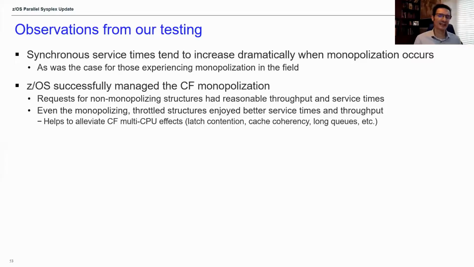Observations from our testing are that when we have a monopolization, synchronous service times increase dramatically, but when we have this CF monopolization avoidance, requests for non-monopolized structures have reasonable throughput and service times. In fact, even the monopolizing throttled structures get a benefit for a lot of our use cases. Even throttling it back can sometimes result in better service times, because we have less latch contention and cache coherency issues, and long queues are sometimes avoided on the coupling facility. That's a weird side effect: even throttling can sometimes give better throughput for that structure.